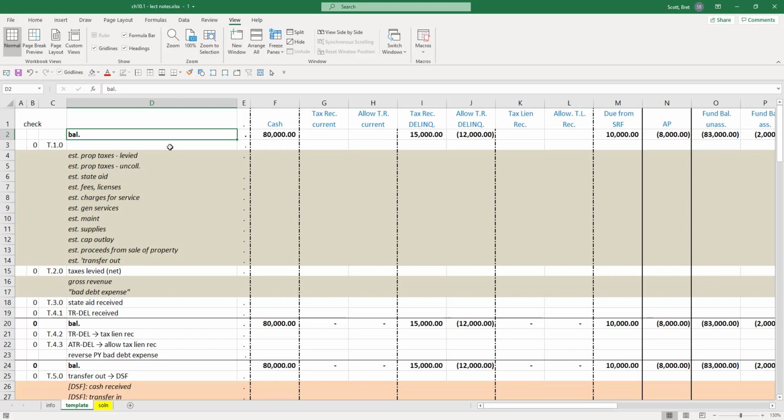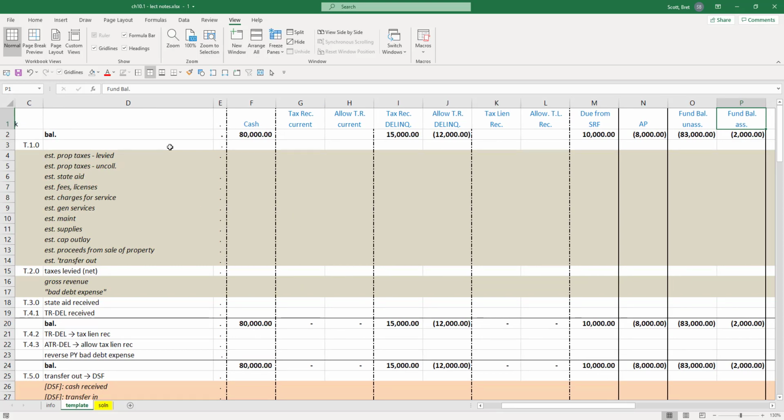So what have I set up here? Essentially, I have a general ledger, and the general ledger has various balance sheet accounts: cash, tax receivable, an allowance for tax receivable, another tax receivable, that's for delinquent taxes, an allowance for that one as well. A tax lien receivable, an allowance for that one as well. A due from the special revenue fund, and then we have accounts payable, fund balance unassigned, and fund balance assigned.